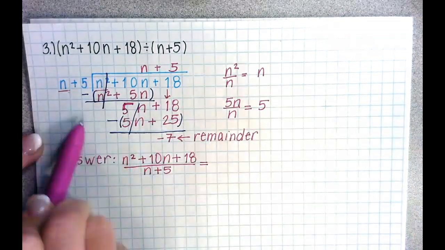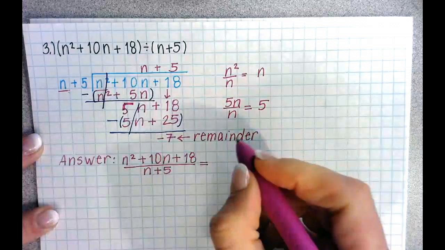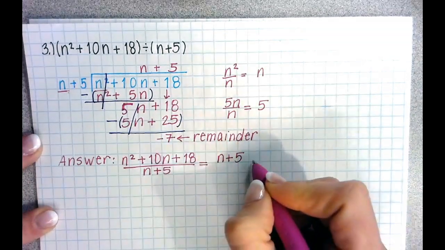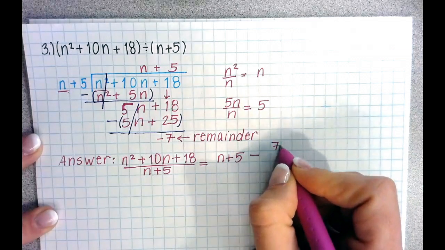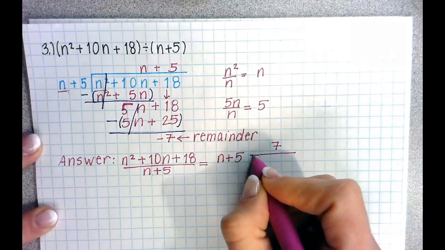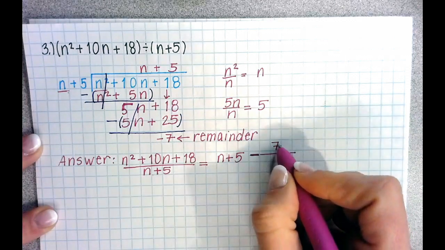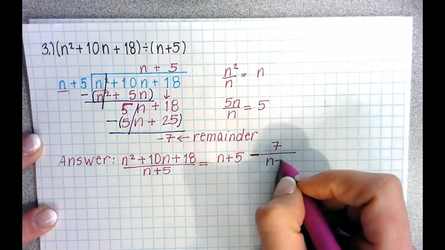So I divided by that n plus 5. This one is part of my quotient. n plus 5. My remainder is negative 7, so minus 7 over. Careful, this negative kind of minus sign blends in with the fraction bar. Minus 7 over n plus 5.